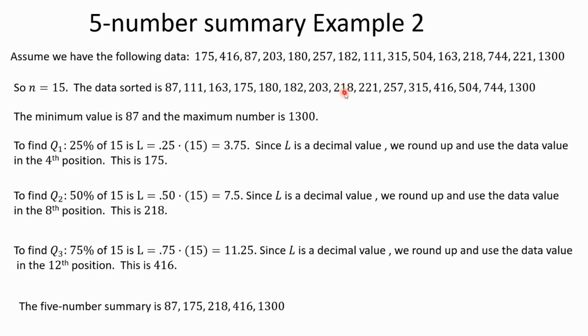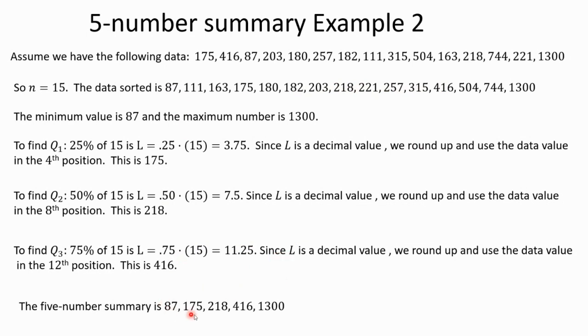And finally, for Q3, you take 75%, right, which is 0.75 times 15. You get this wonderful number, which is a decimal. So even though it's 11.25, we're going to round up to 12. We're going to get the number in the 12th data position, which is 416. So you just count as so, like so.